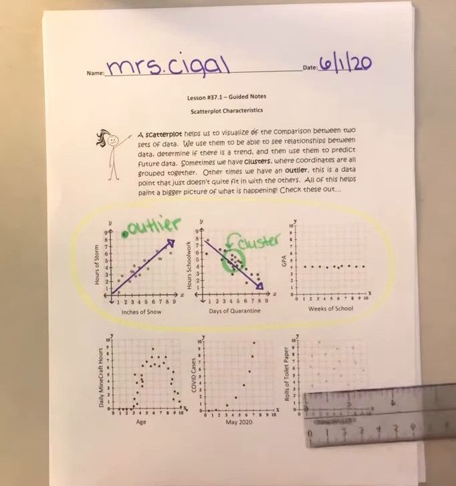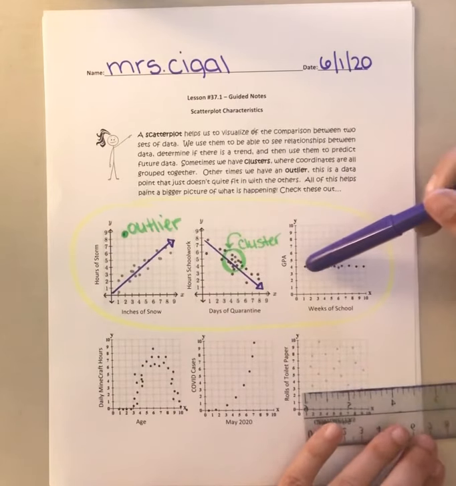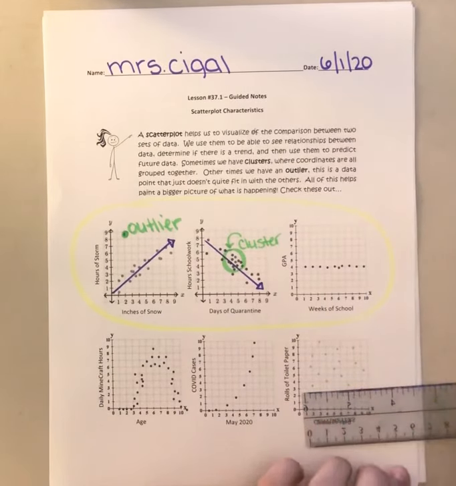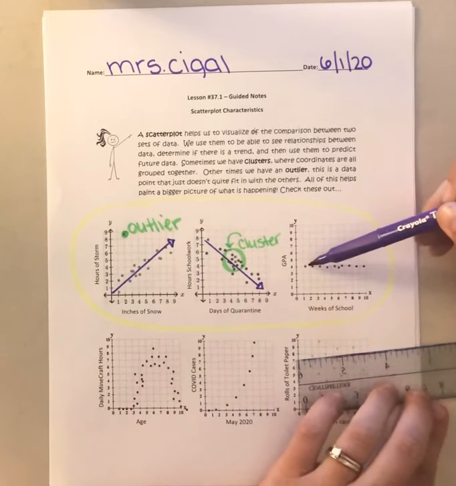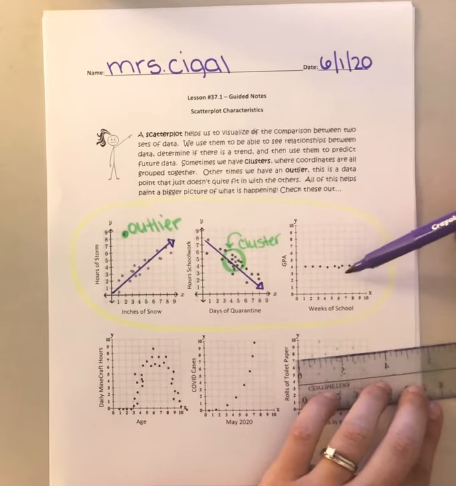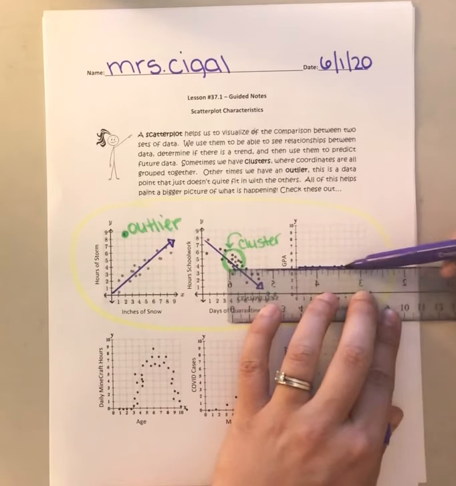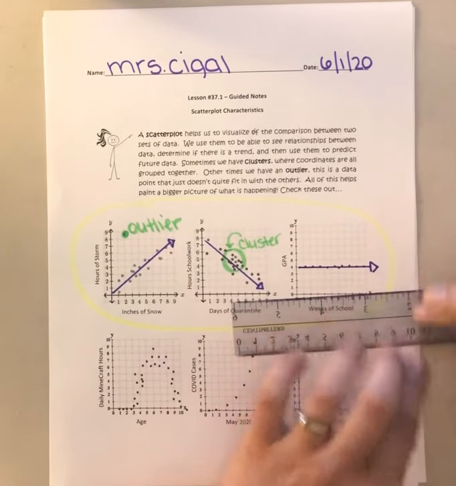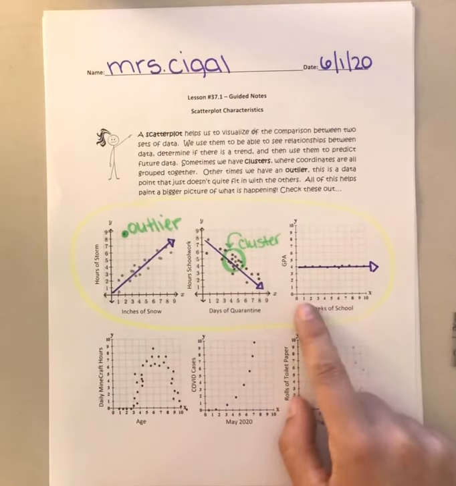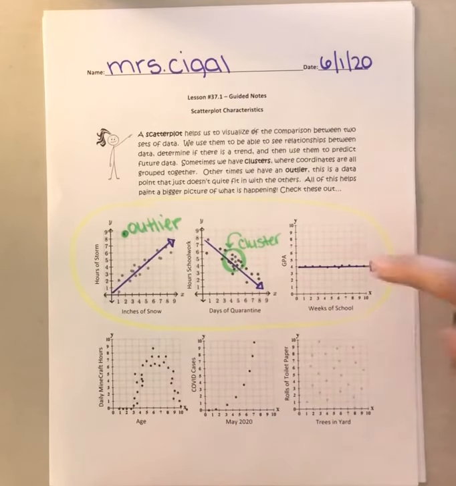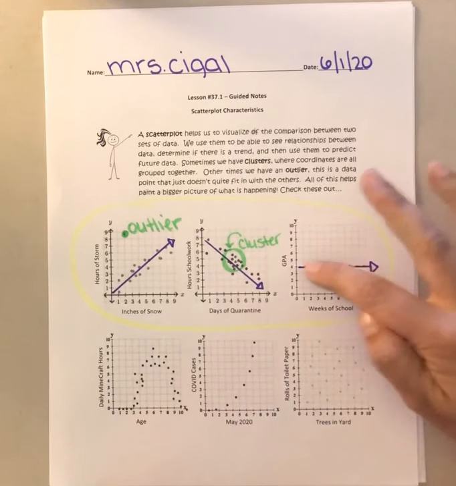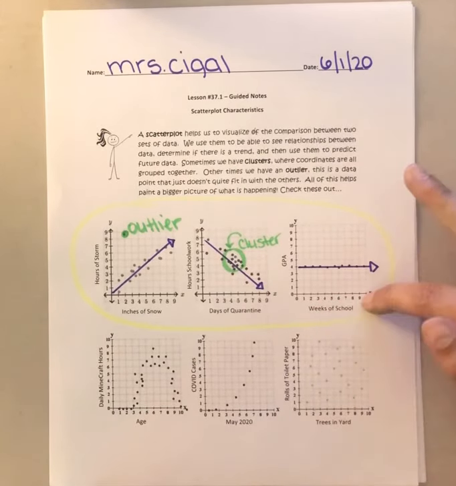Now, in my next one, we're looking at weeks of school and somebody's GPA. These are pretty consistent. There's a little dip here on week 6. But for the most part, we could probably draw us a nice little line here and say, this person's pretty consistent. As the weeks go on through school, they've kept their GPA right at 4.0. We call this a constant rate of change because as the x value continues, the y value didn't change. It didn't go up, it didn't go down.